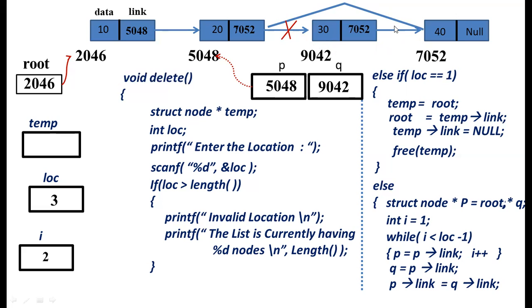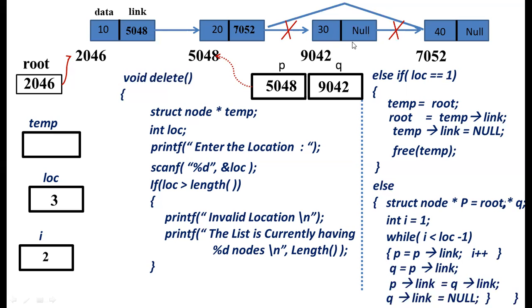Now here we need to disconnect this link also. So for that, we have to place the null value here. So how to place the null value? To place the null value here, we have to say Q2 link is equal to null. So automatically this link also will be lost. So here the null value will be placed and the right side connection will be lost.